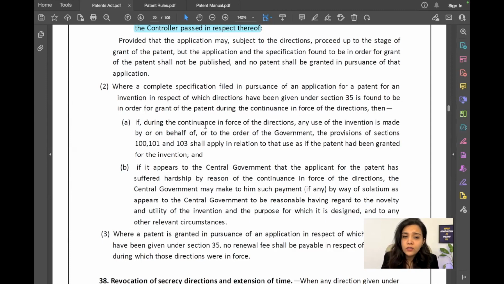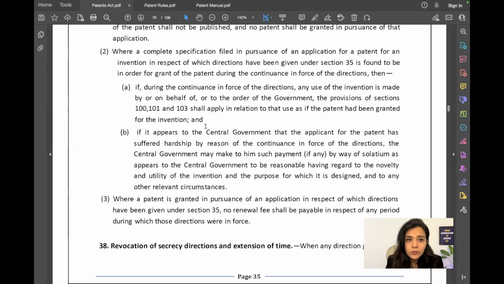So sections 100, 101 and 103 are for the purpose of government's own use. That means the government is using the invention. So let's come to B.